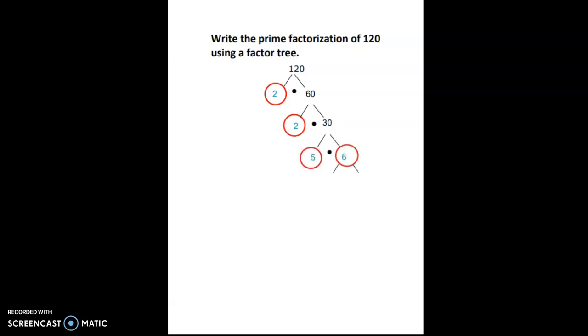30 can break down to 5 times 6 and 6 into 2 times 3. From there, I get 2 times 2 times 2 times 3 times 5, using only the prime numbers. This can also be written as 2 to the third power times 3 times 5.